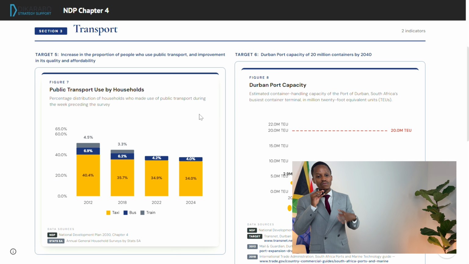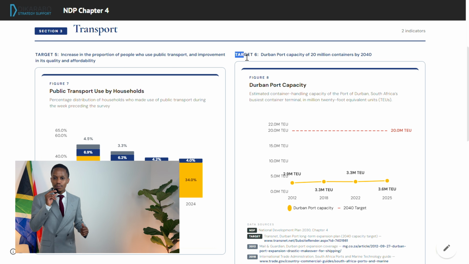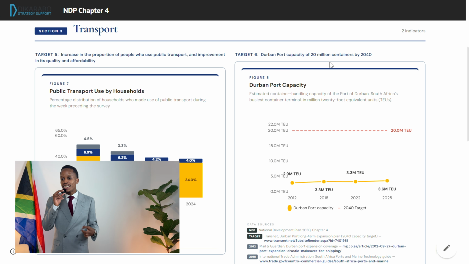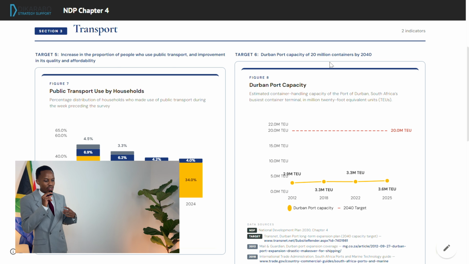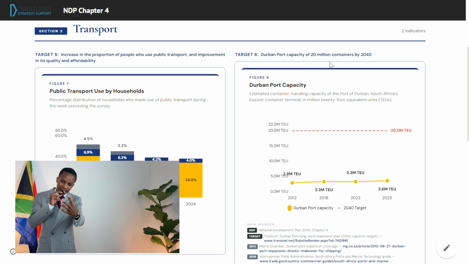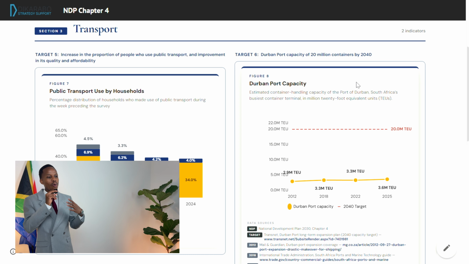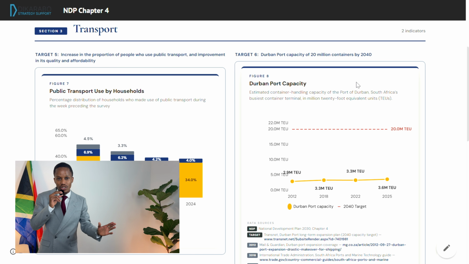Target 5, not achieved. And if we look at target 6, it is Durban port capacity of 20 million containers by 2040. Now, the capacity of our ports, particularly a port like Durban, which is one of the busiest ports in the country, speaks to our ability to trade and exchange goods with other countries, particularly our ability to export goods and sell to other countries, which is a primary driver of economic growth.